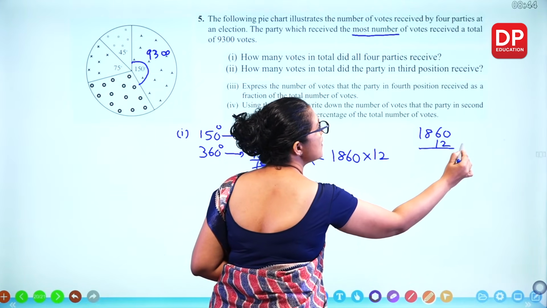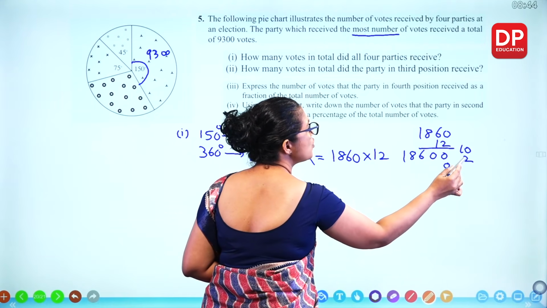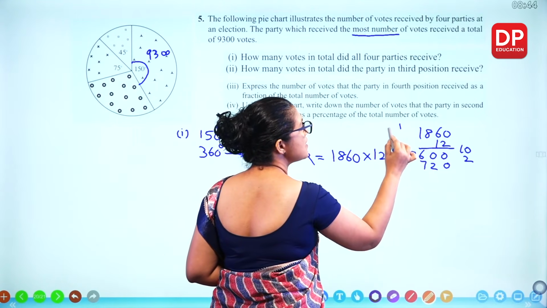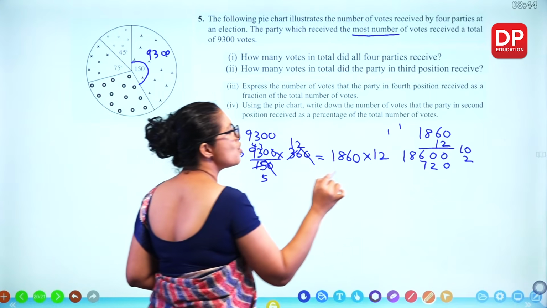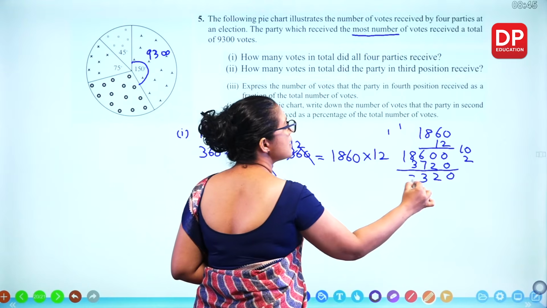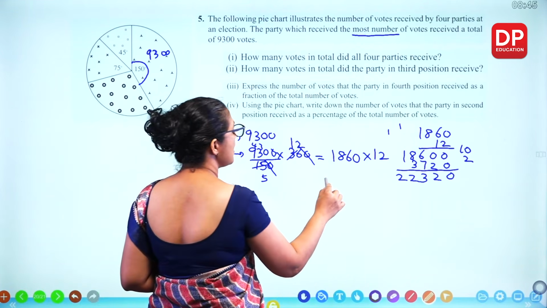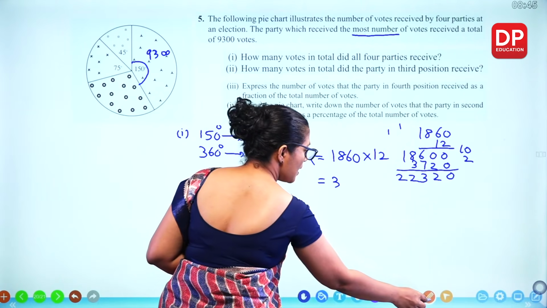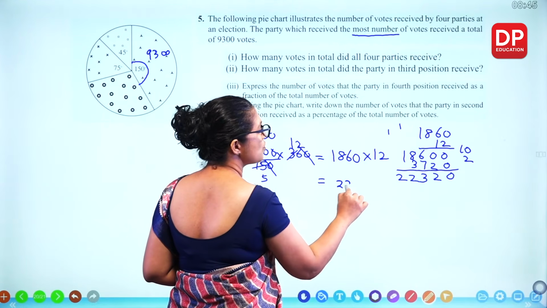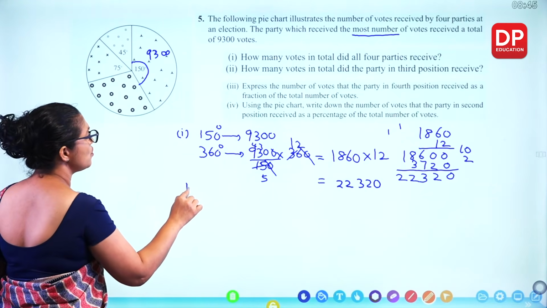1,860 multiplied by 12. That means 10 and 2. You multiply by 1 and multiply by 2. 2 times 6, 12. 1 remaining. 2 times 8, 16 plus 1, 17. 1 remaining. 2 times 1, 2. 2 plus 1, 3. So when you add together, you get 22,320. So here, altogether, how many people voted? 22,320.